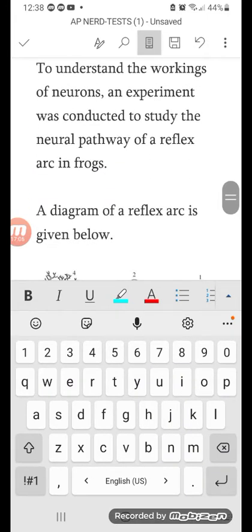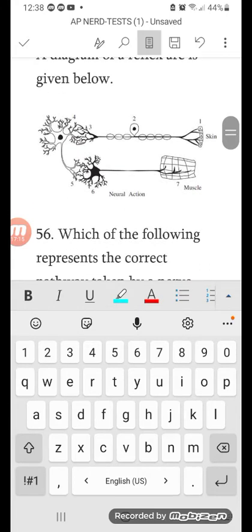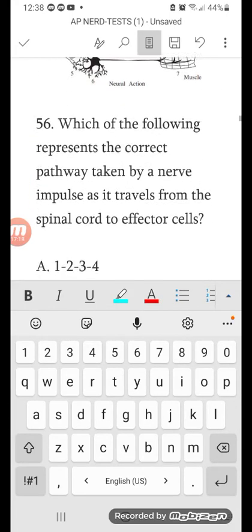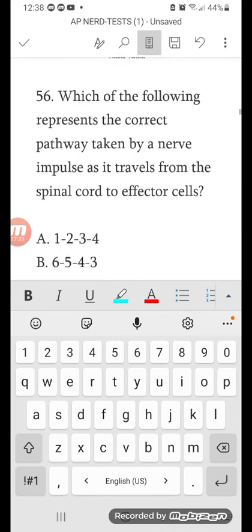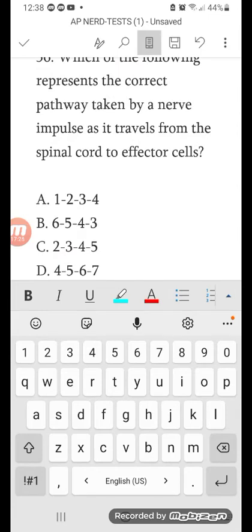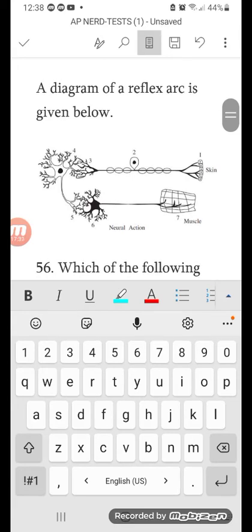To understand the workings of neurons, an experiment was conducted to study the neural pathway of a reflex arc. A diagram of a reflex arc is given below. Which of the following represents the correct pathway taken by a nerve impulse as it travels from spinal cord to effectors? Remember, they're asking for effectors, reach the effector, because 1, 2, 3, 4, going through sequence, but it's not reaching the effector. So 1, 2, 3, 4, yes, but it's not the answer.